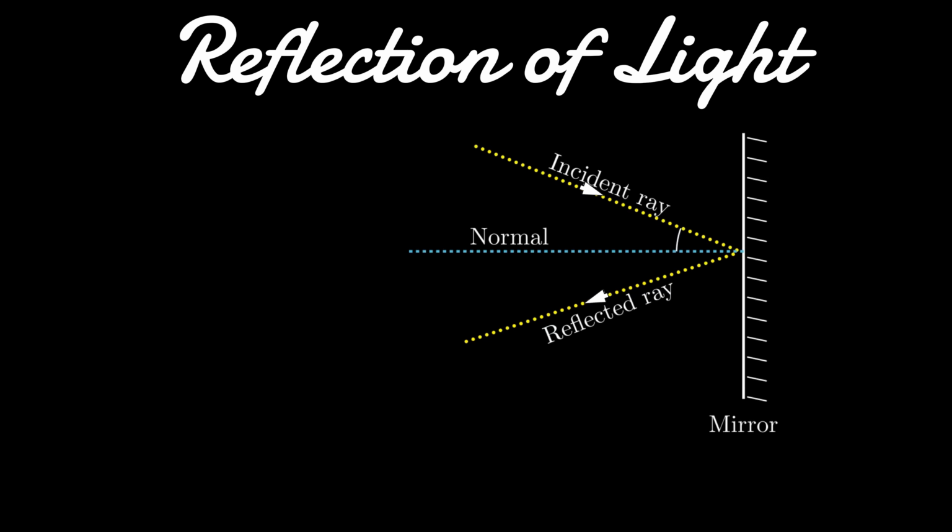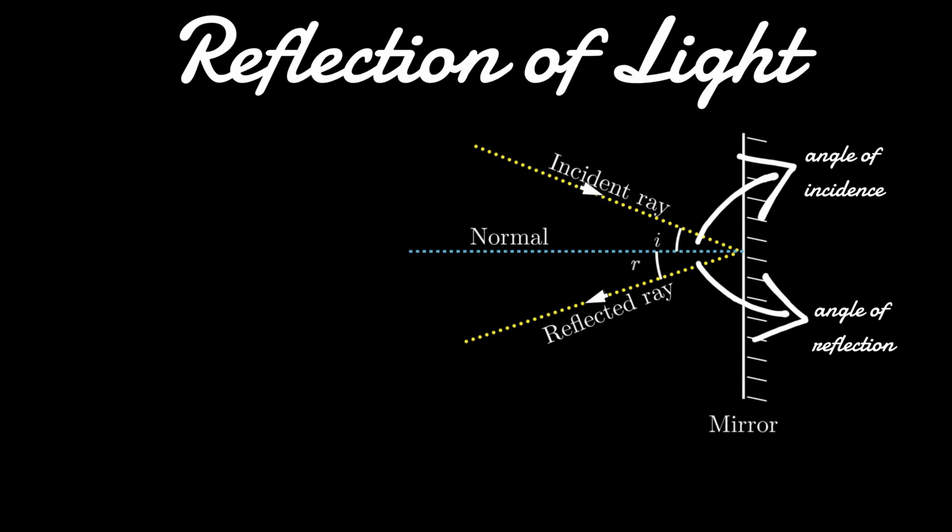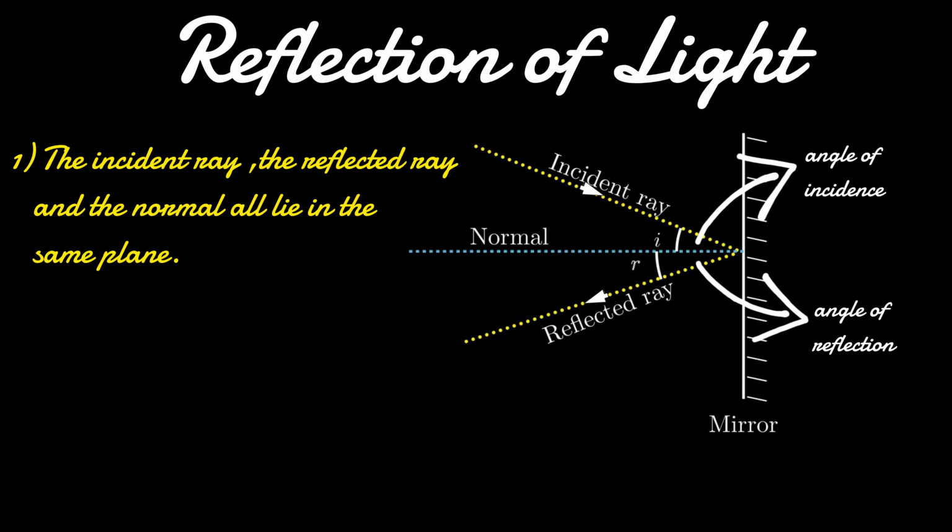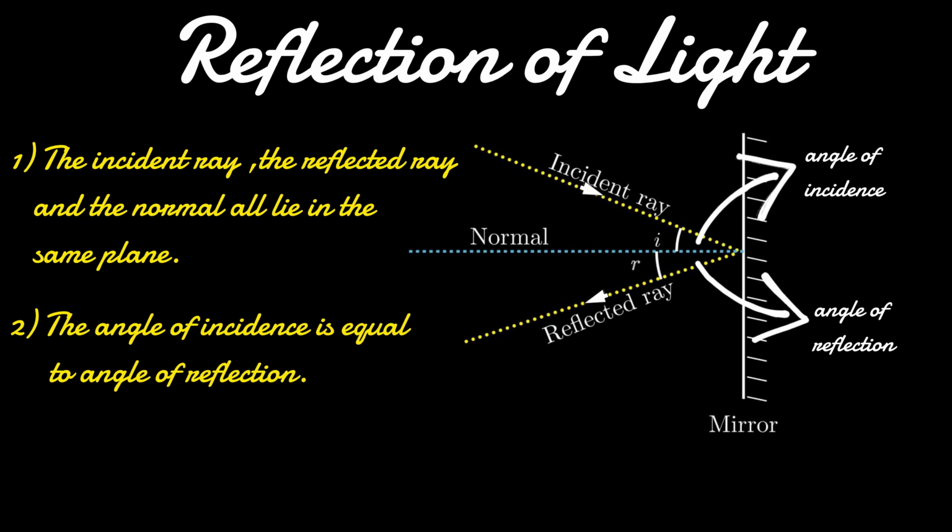The angle between the incident ray and the normal is called the angle of incidence and is denoted by angle I. The angle between the reflected ray and the normal is called the angle of reflection and is denoted by angle R. Evidently, the incident ray, reflected ray and the normal all lie in the same plane, and the angle of incidence is always equal to the angle of reflection.